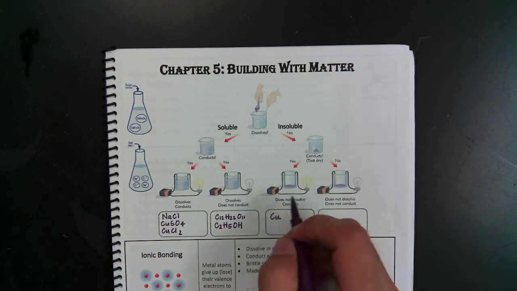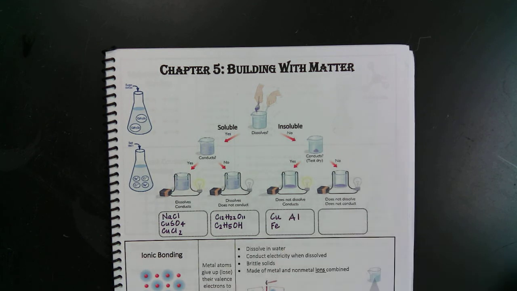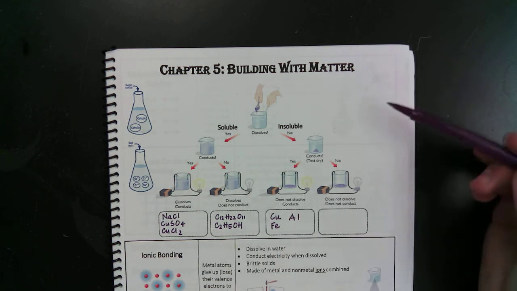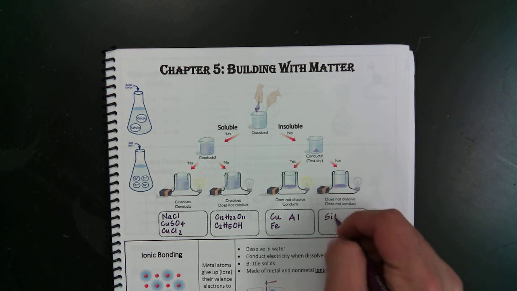like Cu and Fe and Al. The things that did not dissolve and did not conduct had formulas like SiO2.